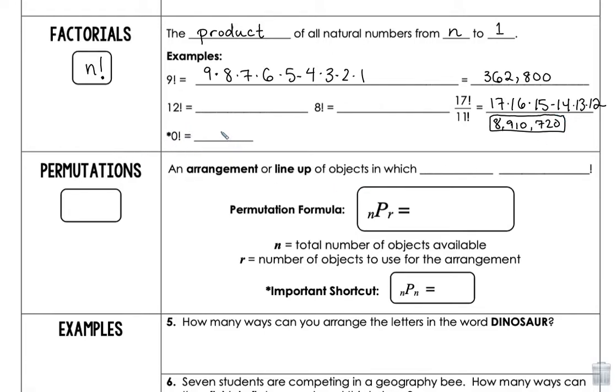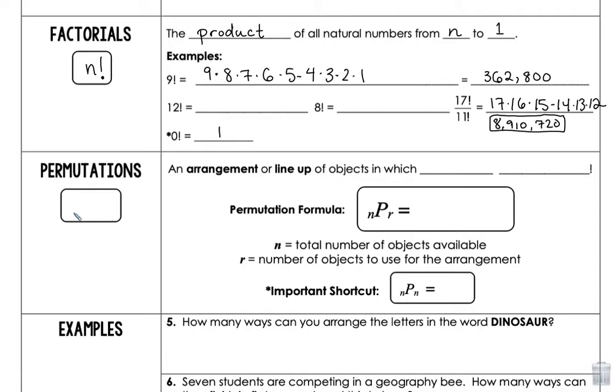0 factorial is just 1. And why is that? That is because there's only one way to create this set. If you're creating a set of 0, there's only one way to do that. So that's why 0 factorial is 1. That's why there's a star there. Take note of that. And moving on.